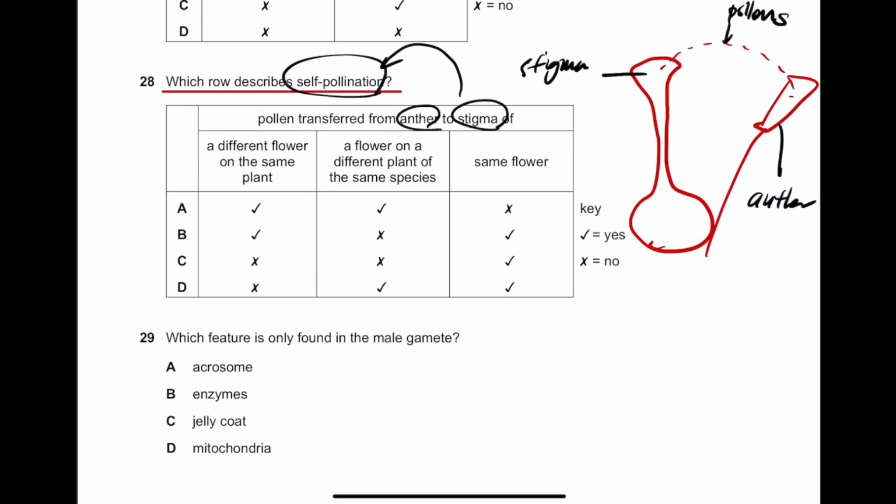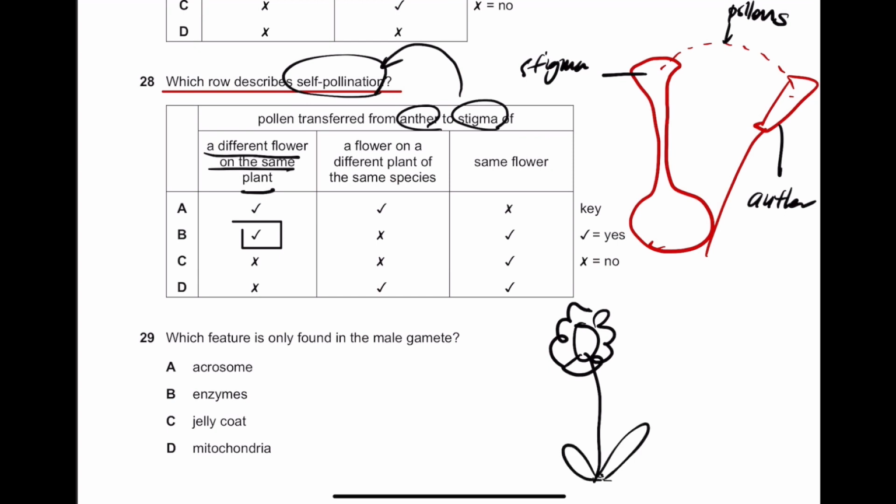Yes. This is a trick one. It says different flower on the same plant. Although we see a lot of pictures like this and immediately think there's one flower per plant, that's not true. In one plant, there can be multiple flowers, but they are exactly the same organisms, like clones.